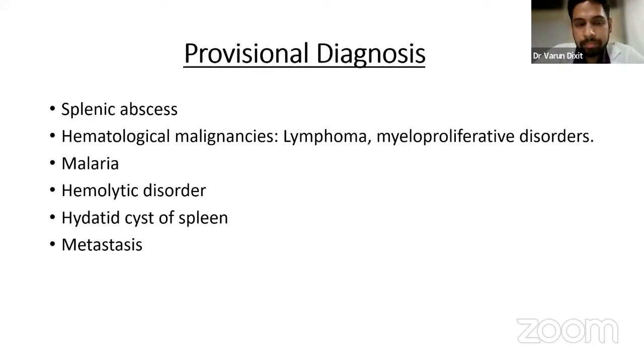So the differentials in your history have all got chucked out except for malaria, and you said splenic abscess, sir. Okay, hematological malignancies. Why have you come to that conclusion? Splenomegaly with anemia.